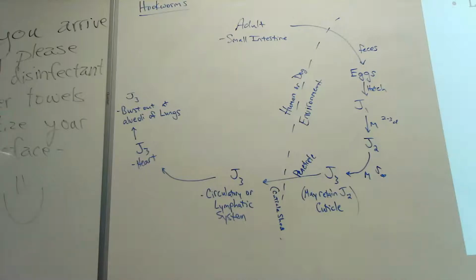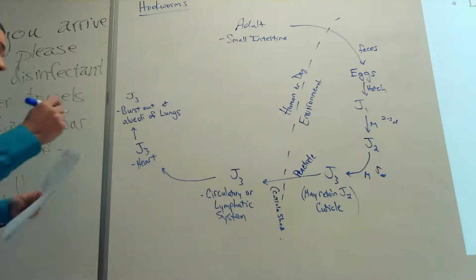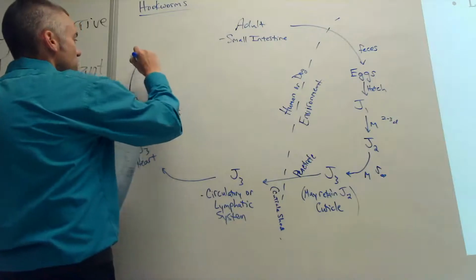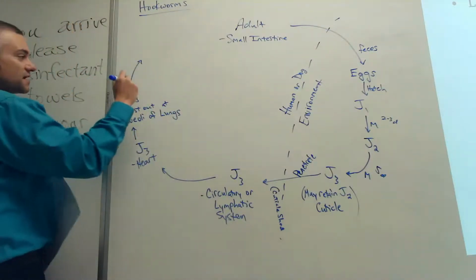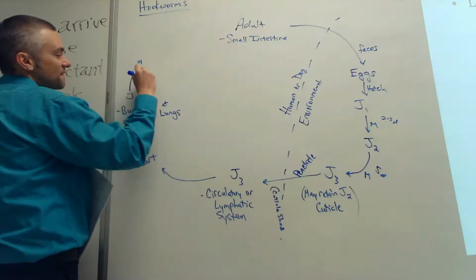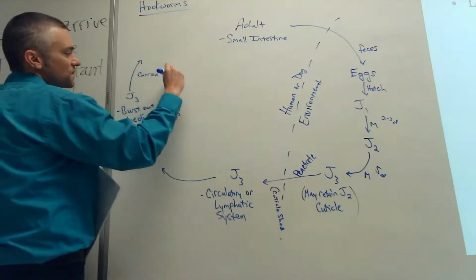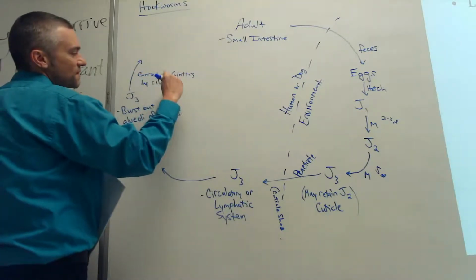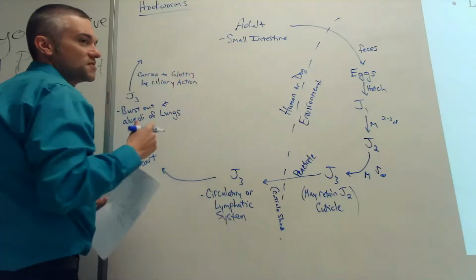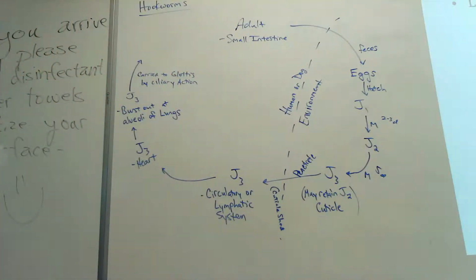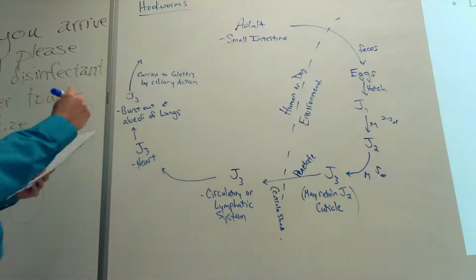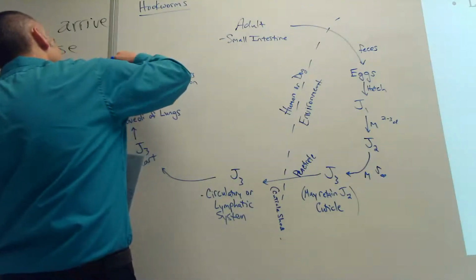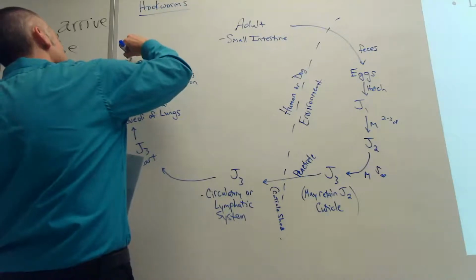Again, cytopathology. Now, once we get into the lungs, we will get carried up to the glottis by ciliary action. All right, so inside the lungs, we've got some cilia that will move. Cilia help to move particles out. It's going to move our worms, our J3s, up to the glottis, where we will then cough and swallow.